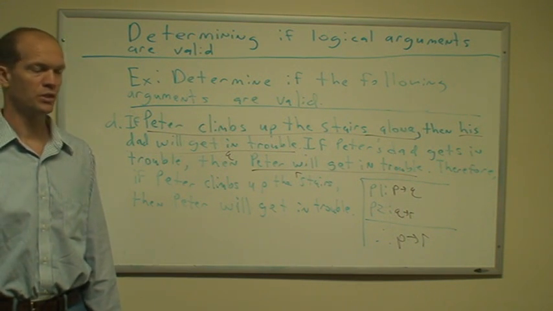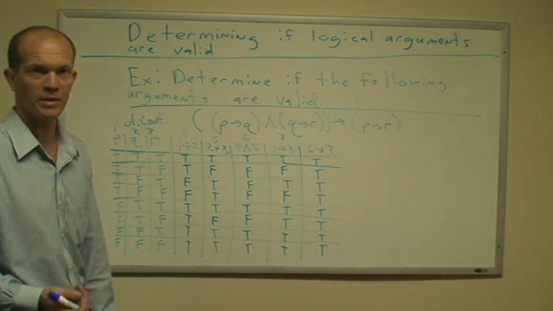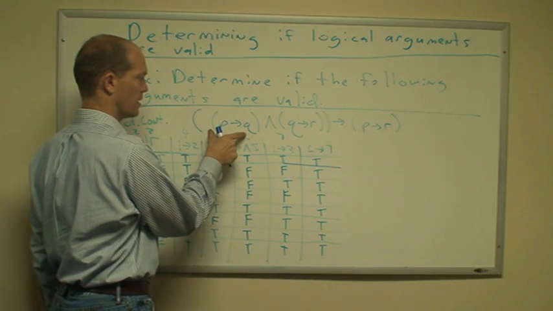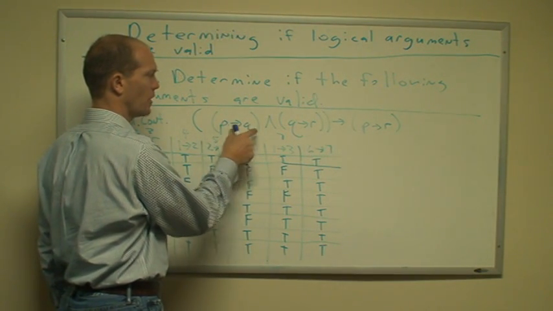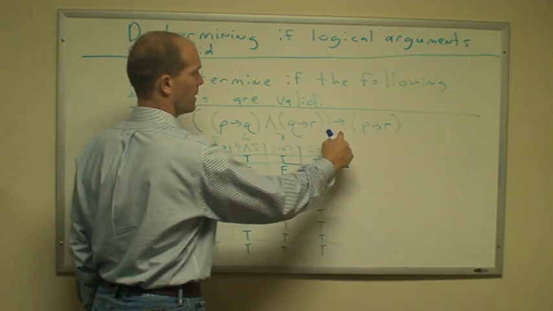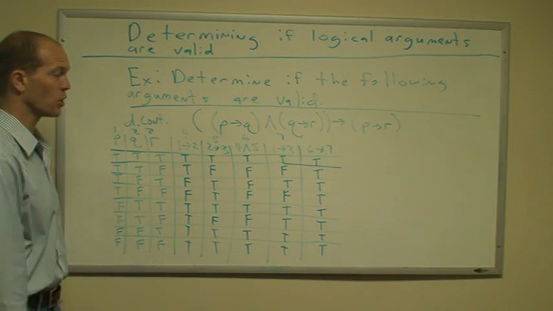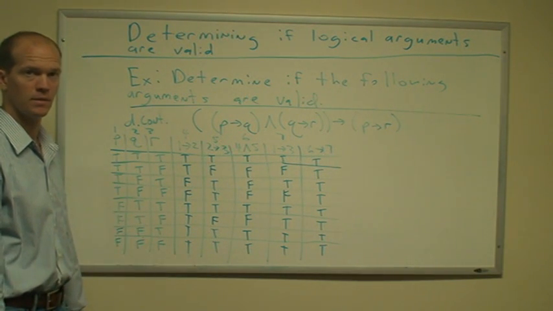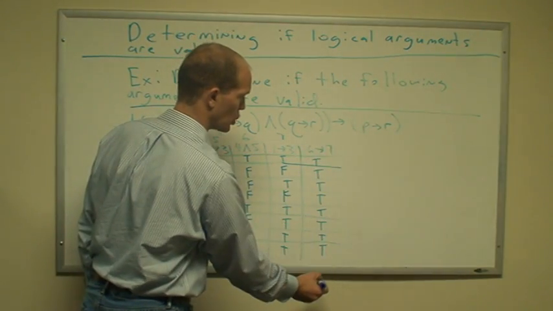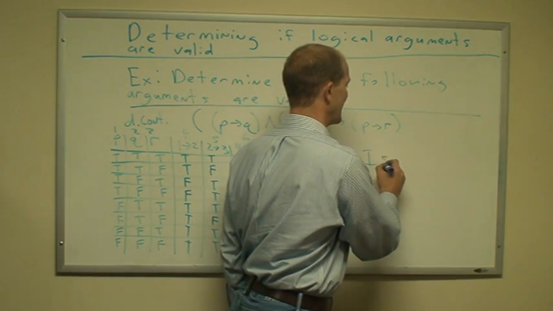Next, we'll determine if this argument is valid. To determine if this argument is valid, we need to consider the statement: the entire quantity of the quantity if P then Q and the quantity if Q then R, if that entire quantity, then if P then R. Building the relatively large truth table for that, we see that the final column is all true, which made that argument a tautology, which shows us that this argument is valid.